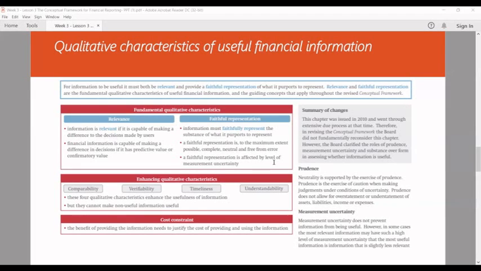It is also affected by the level of measurement uncertainty. For the summary of changes, this chapter was issued in 2010 and went through extensive due process at that time. Therefore, in revising the conceptual framework, the board did not fundamentally reconsider this chapter. However, the board clarified the roles of prudence, measurement uncertainty, and substance over form in assessing whether information is useful. The enhancing qualitative characteristics are comparability, verifiability, timeliness, and understandability. These four qualitative characteristics enhance the usefulness of information, but they cannot make non-useful information useful. For the cost constraint, the benefit of providing the information needs to justify the cost of providing and using the information.